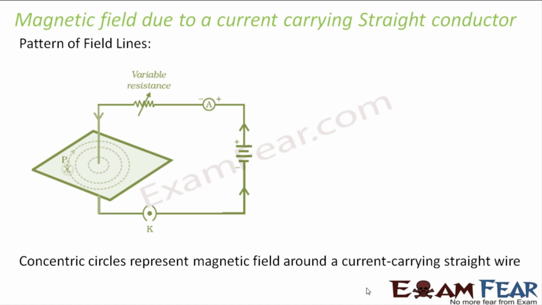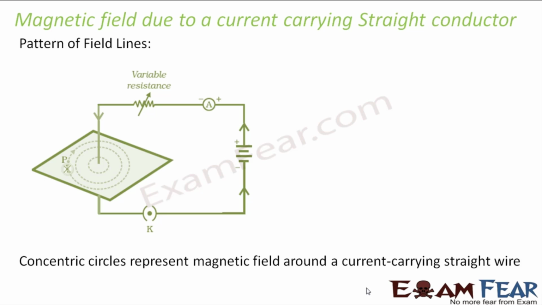Now what about the pattern of the magnetic field lines? I mean, how will the magnetic field lines look? Because we talked about the pattern of magnetic field lines in the case of a bar magnet. In a bar magnet, how did they look? They formed continuous closed curves. They originated from the North Pole and terminated at the South Pole.